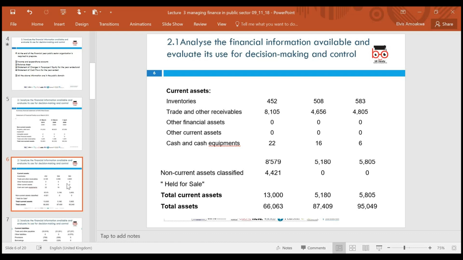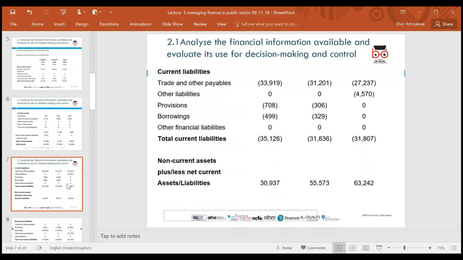We're going to use this information to analyze and then make decisions out of it. So if we want to come back, we will always come back. So don't worry at all. So we've looked at current assets and non-current assets. The non-current assets are fixed assets, and the current assets are easy to convert into cash and cash equivalents. Right, let's look at the next slide.